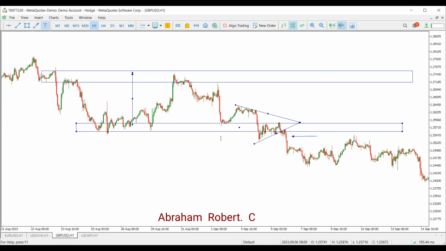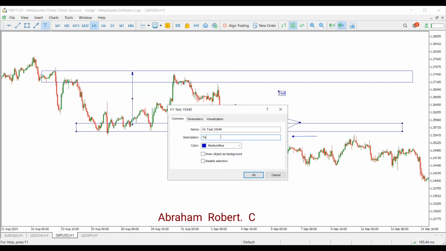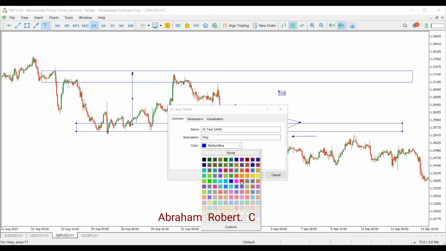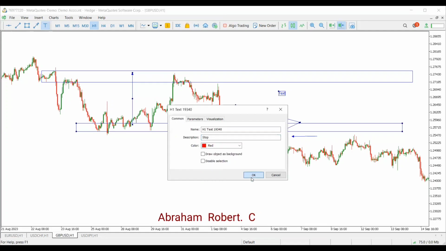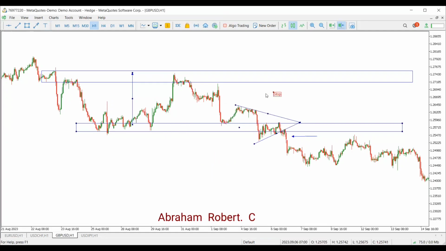Like I told us, the wider your stop, the smaller your lot size. The wider your stop, the smaller your lot size. You can put your stop around this level. Good.